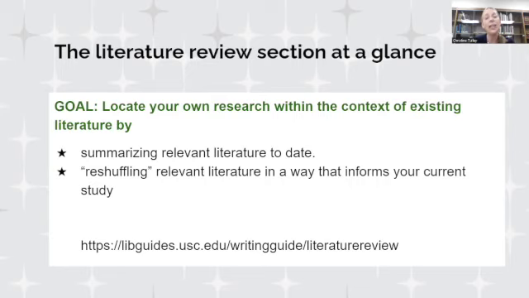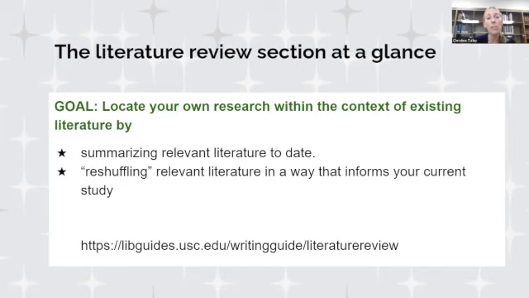Is this idea that in the literature review section, you're doing a little bit of a reshuffling of the relevant literature in a way that informs your current study. And I love the way of thinking about this because when you're writing a literature review, I think sometimes our fallback tendency might be to go either by chronology. So we're just kind of going, this study came first, this study came second, this study came third. And chronology is not the best organizing mechanism for many scholarly projects.